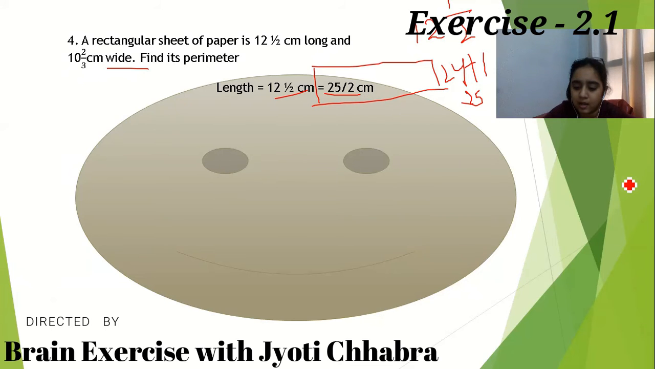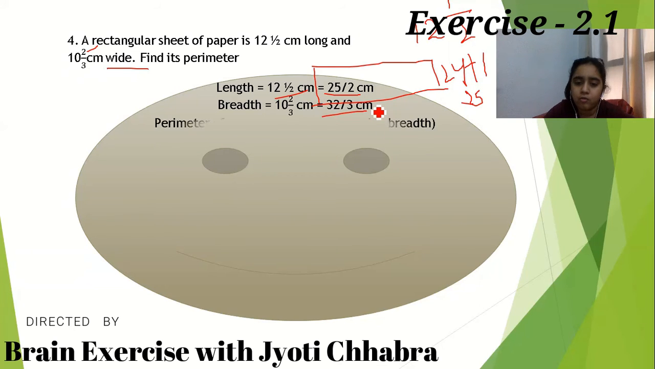This is our length. And width is, which is called the breadth. You can say breadth or a width, it is same thing. So 10 2 upon 3, when we will solve 10 2 upon 3, we will get the answer 32 upon 3. That is 10 multiplied by 3 equals to 30, and 30 plus 2 equals to 32. So our answer would be 32 upon 3.